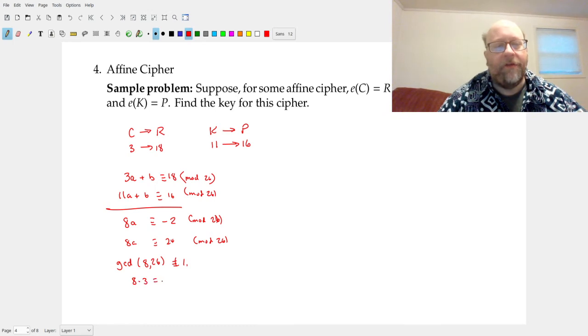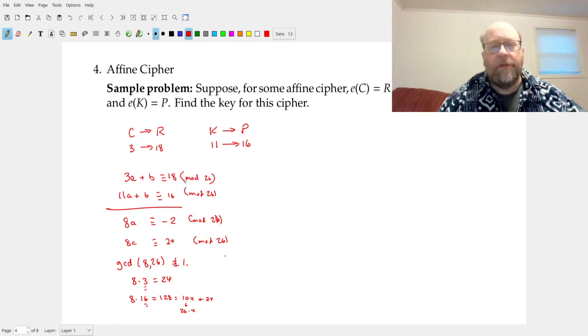8 times 3 is 24. The other one, I think, is 16. 8 times, let's double check this. 8 times 16 is 128, which is the same thing as 104 plus 24. And 104 is a multiple of 26. It's 26 times 4. And so we have 2 possibilities for A. But the affine cipher requires that A has to be relatively prime to 26. And 16 is not, but 3 is. So this is a little tricky.